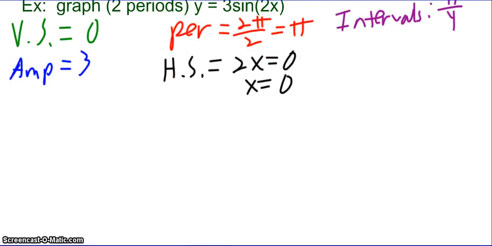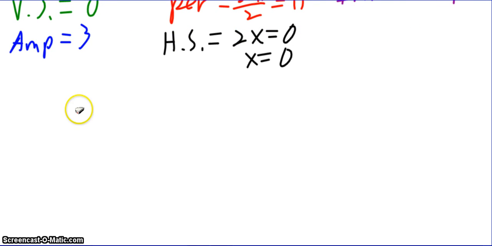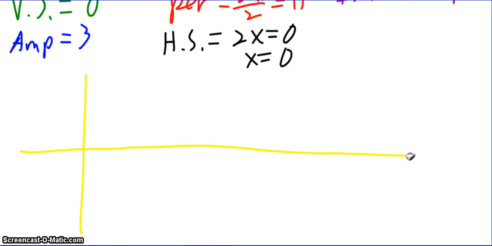Okay, so now we can start to draw the graph. So since I have a vertical shift of 0, I'm going to center everything around the x-axis, and since I have a horizontal shift of 0, I'm going to put the y-axis to the left. Now from here, we're running out of time, so I'm going to stop it here, and then I'll pick up this example on part 2.